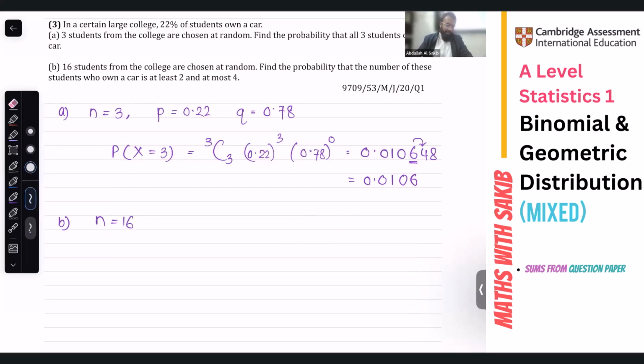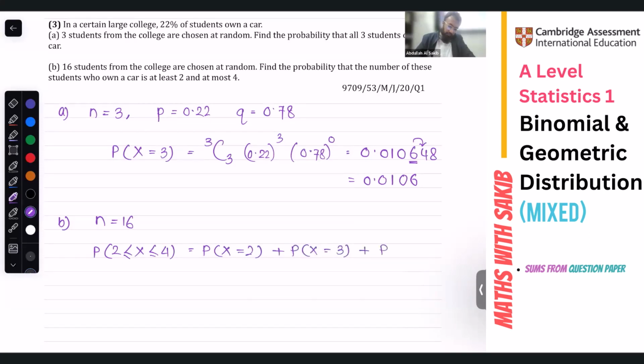Okay, so n equal to 16. Now find the probability that the number of these students who own a car is at least 2, maximum 4. At least 2 means X should be more than or equal to 2 and at most 4, less than or equal to 4. That means either X will be equal to 2 or X equal to 3 or X equal to 4. Now find the values and tell me the answer.